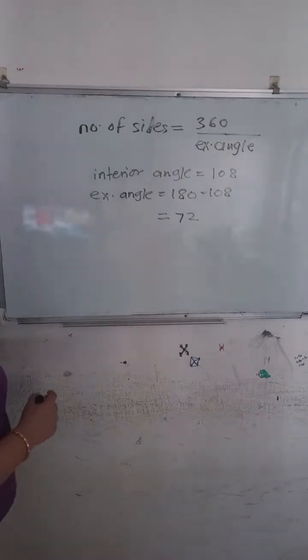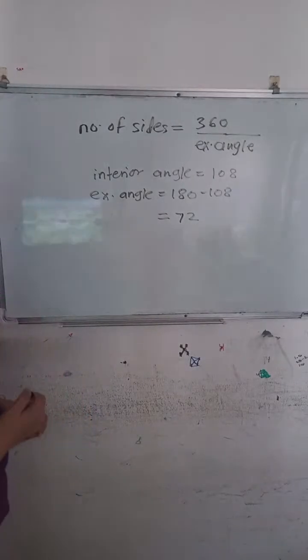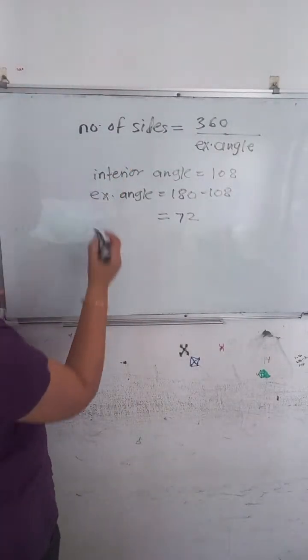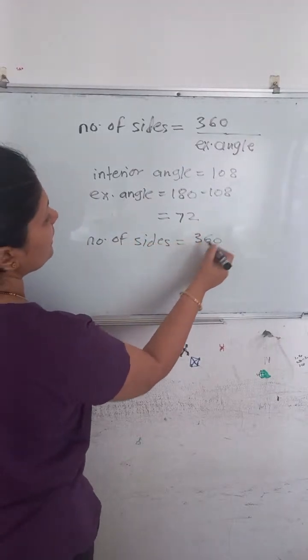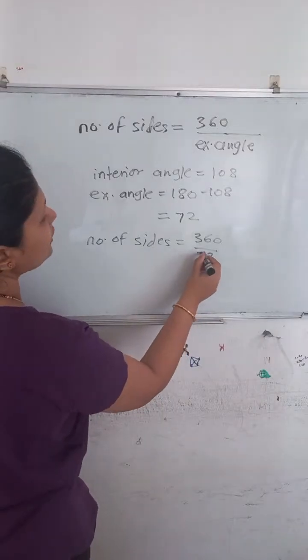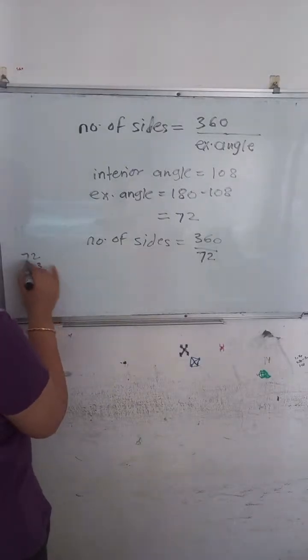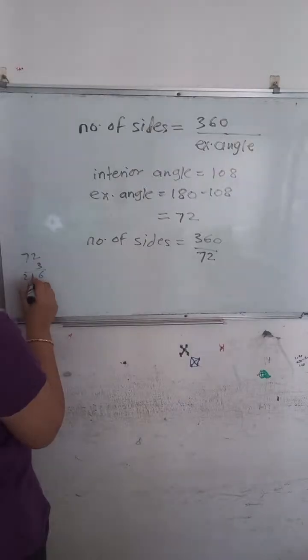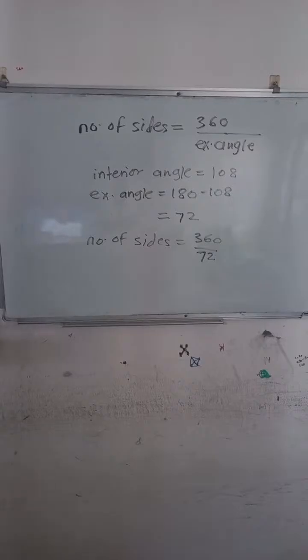But that is not my aim. They are asking us to find the number of sides, which regular polygon it is. So here we can use the formula: number of sides equal to 360 divided by the exterior angle, and the exterior angle is 72. Now find this out. Check, can you divide 360 by 72? Find this out.